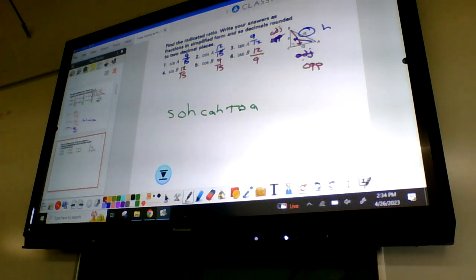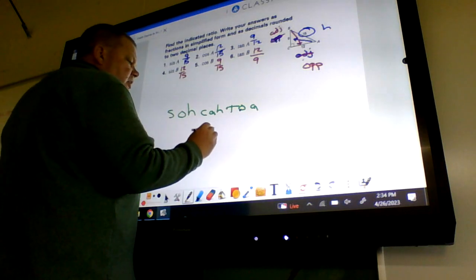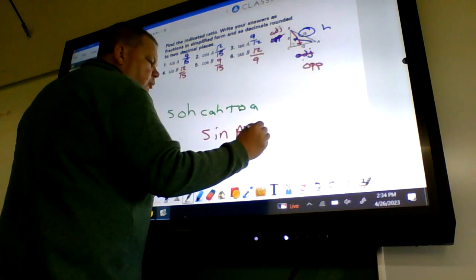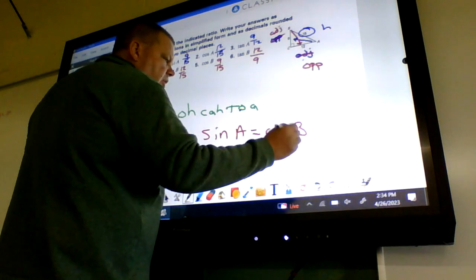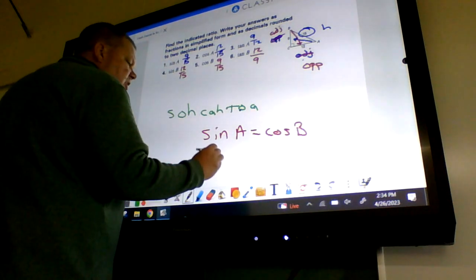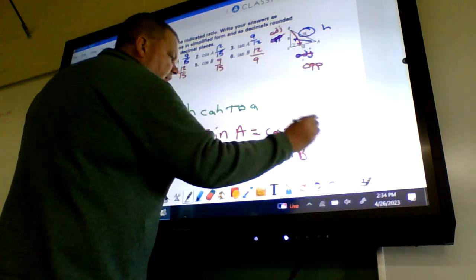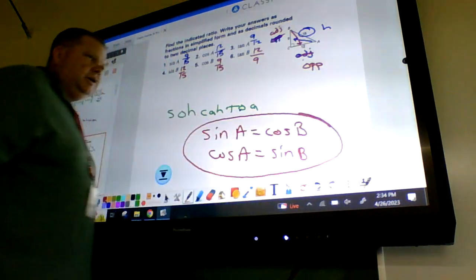Once you have those ideas down and you can remember that the sine of A is equal to the cosine of B, that is a key piece of what they're going to want you to know for the end of course test. The sine of A and the cosine of B are going to be the same. Similarly, the cosine of A will equal the sine of B. And you'll see that later on as well.